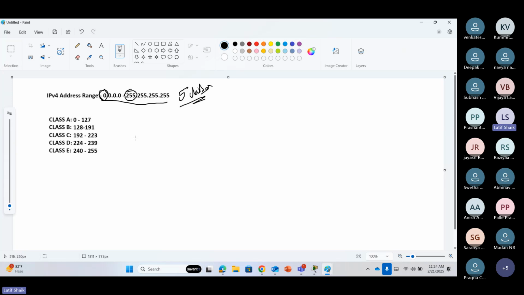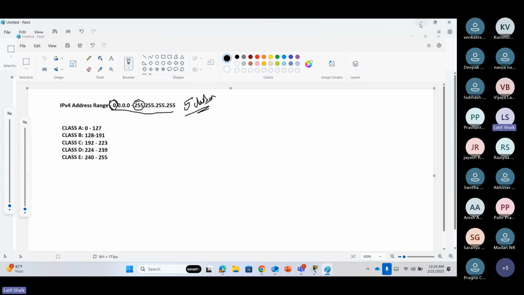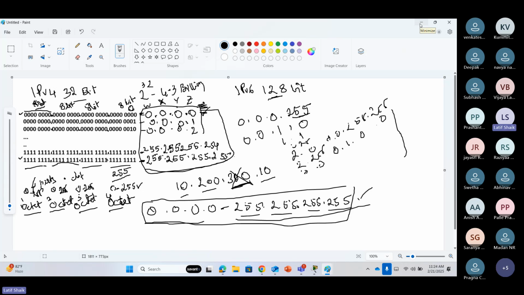Okay. So class A is 0 to 127, class B is 128 to 191, class C is 192 to 223, class D is 224 to 239, class E is 240 to 255. The first, second, and fifth are very easy. Only people will have confusion from 192 to 223 or 239. That's a little difficult to remember, but by practice, by remembering it.